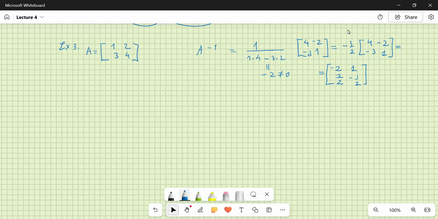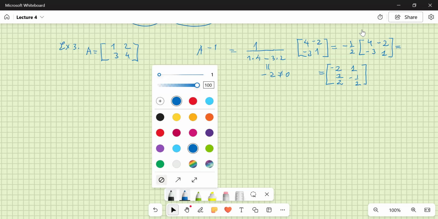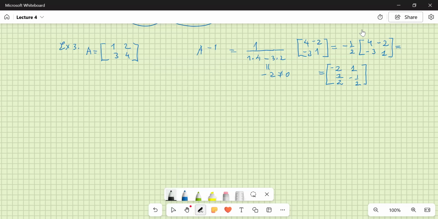Okay, guys, we are returning back to the second part of our lecture 4, and we finished at the point where I explained to you how to build the inverse of a 2 by 2 matrix, right? Now, before we start talking about how to build inverses of bigger matrices, let's discuss why we need inverses.